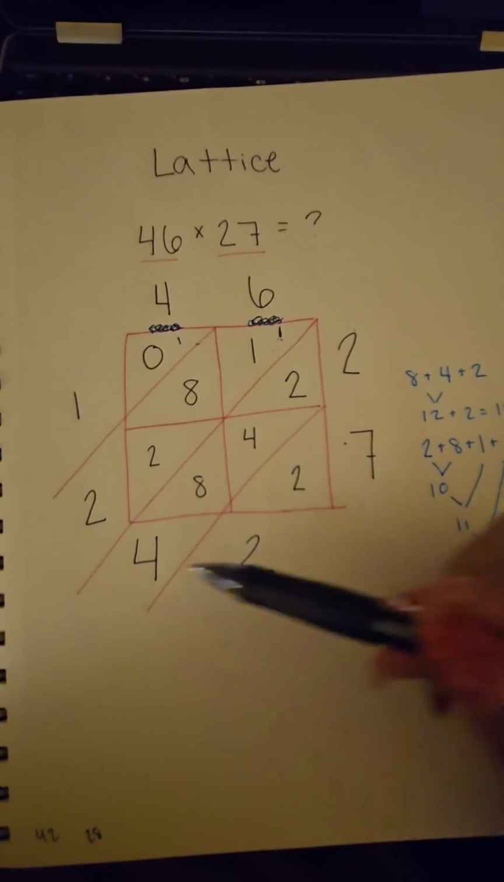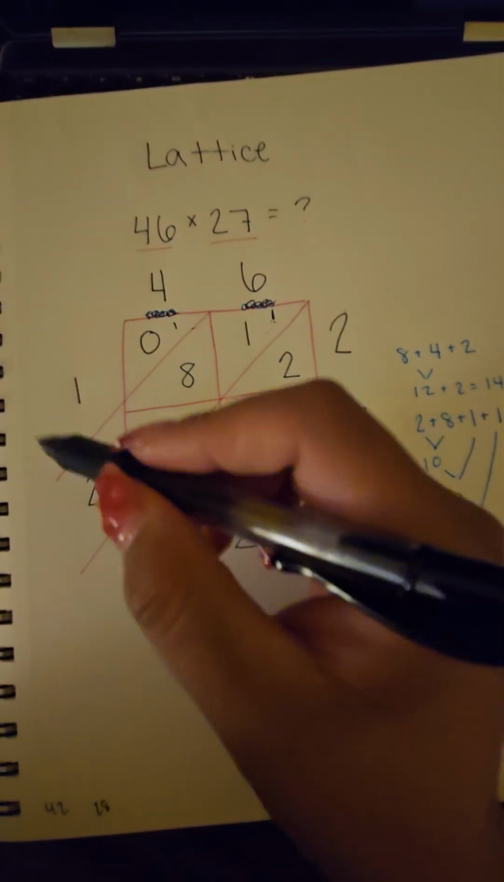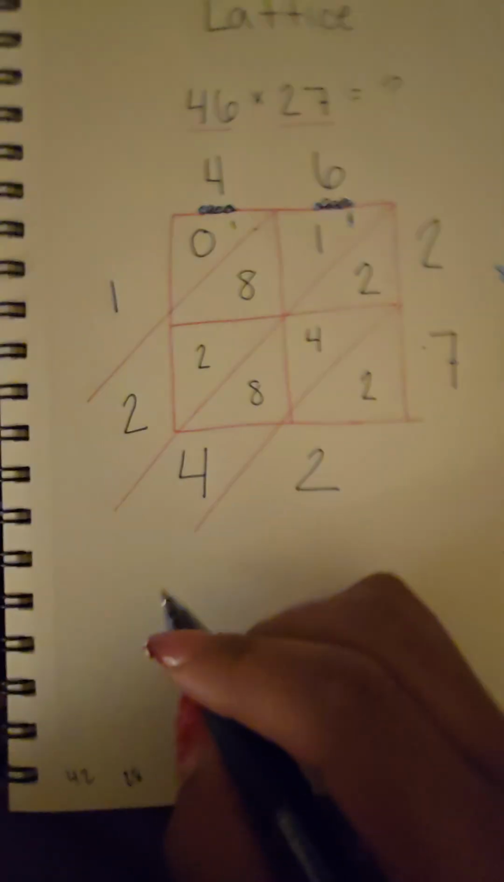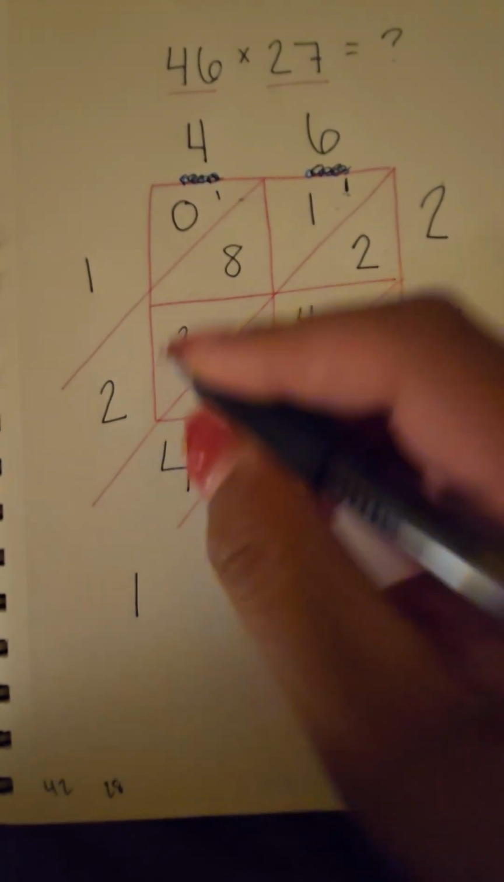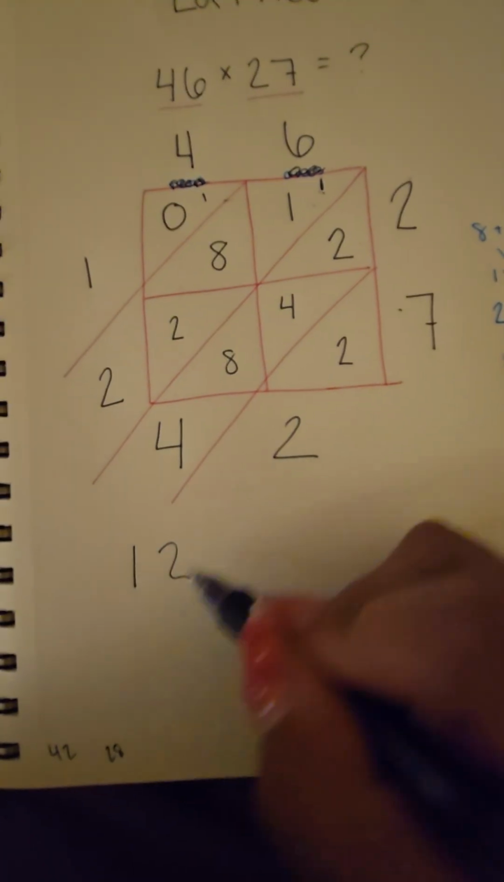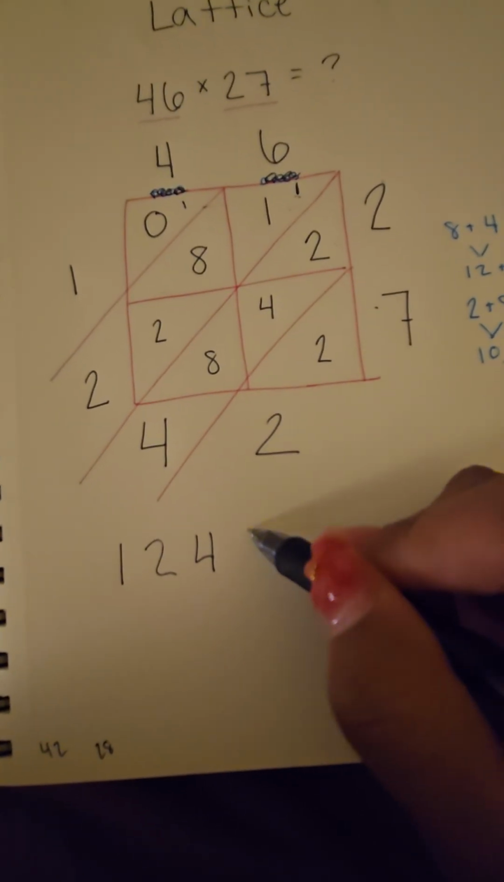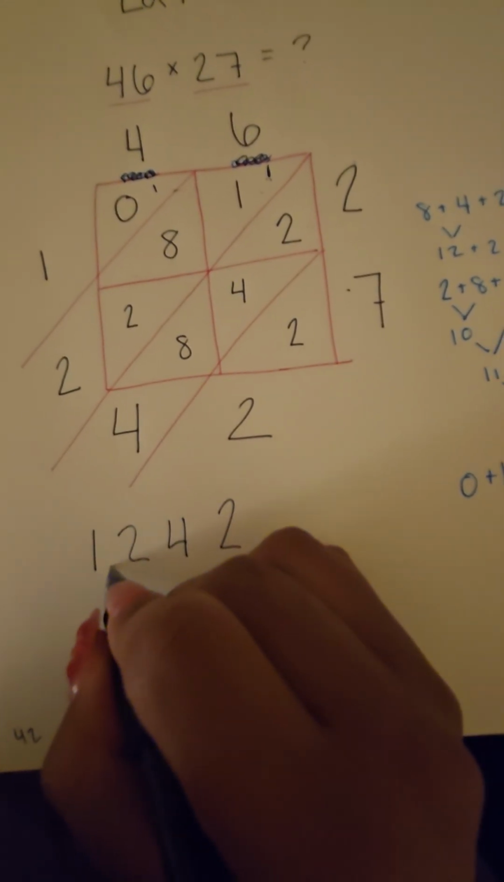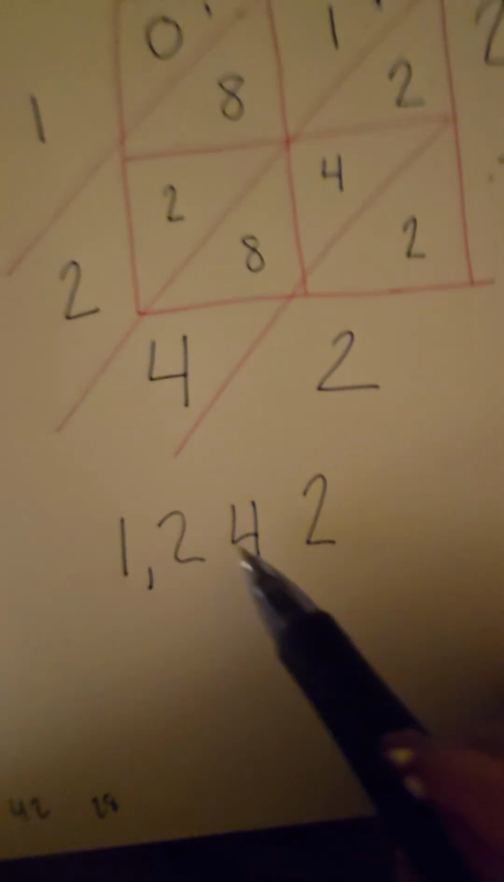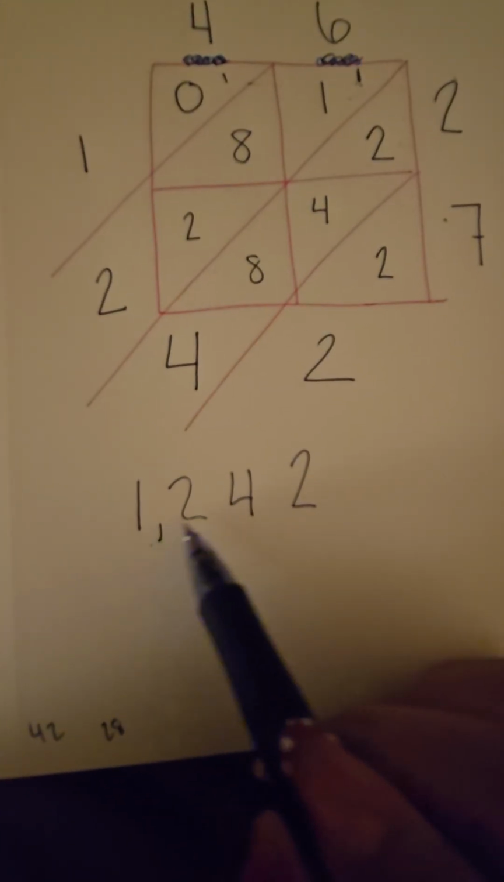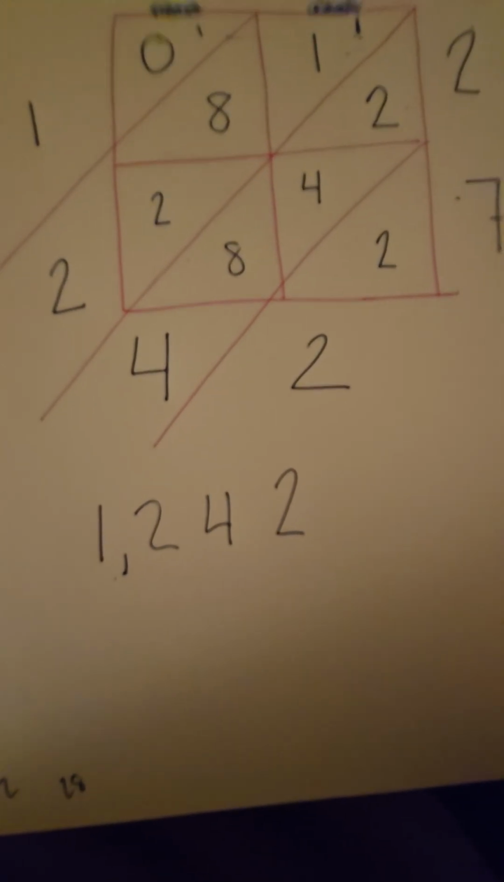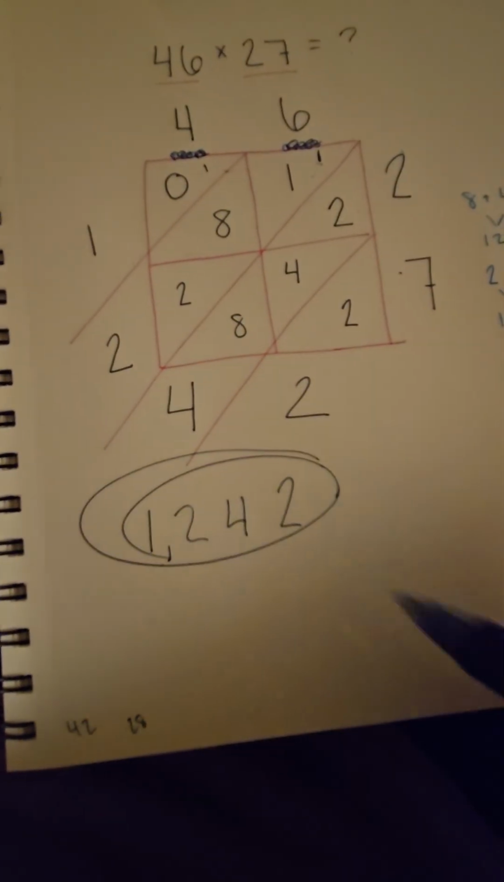So here we have all these diagonal columns. These are all place values of our product. So we bring it down. We have 1, 2, 4, 2. Put a little comma, and there we go. We got 1,242. That is our final answer.